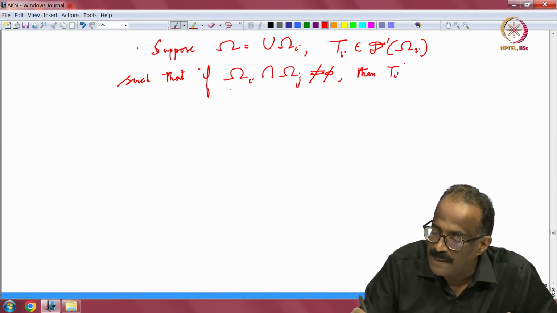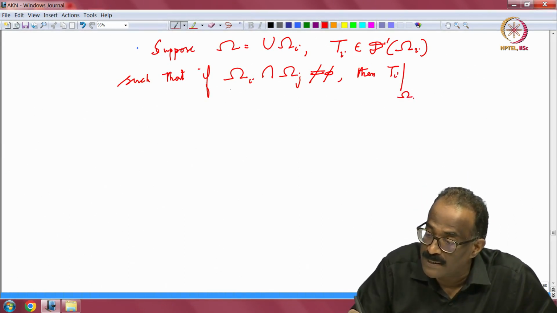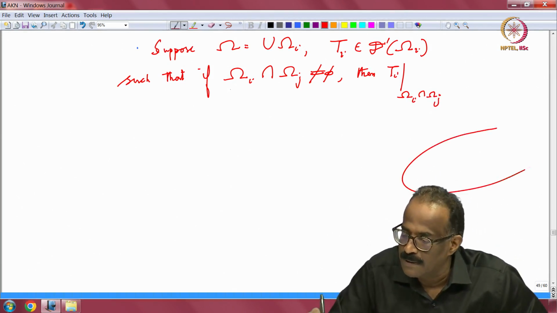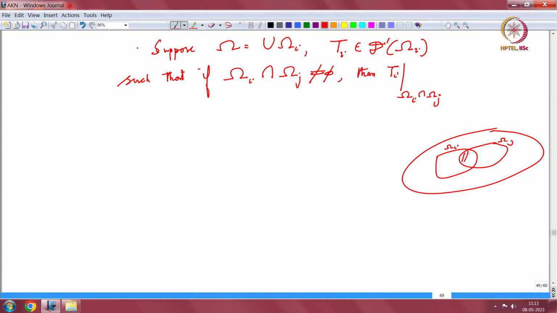you can restrict T I, which you have already seen how to localize. So, you can restrict T I to omega I intersection omega j. This is omega I, this is omega j. So, you can restrict T I to the intersection, and this should be the same as T j restricted to omega I intersection omega j.